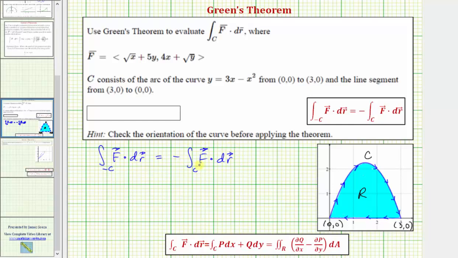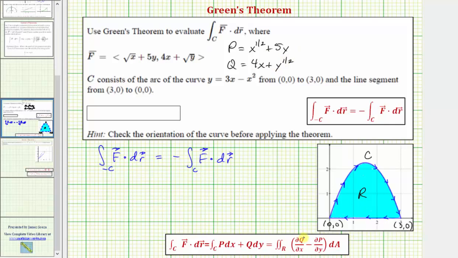So now we can apply Green's theorem in this form here, where P is going to be the x component of the vector field F. So P is equal to, let's write this as x to the 1/2 plus 5y, and Q is equal to the y component, which is 4x plus, let's write this as y to the 1/2.